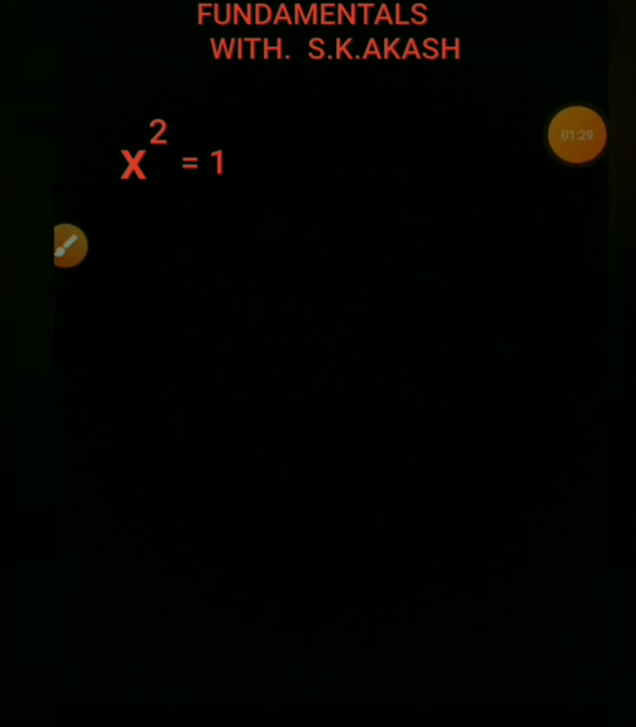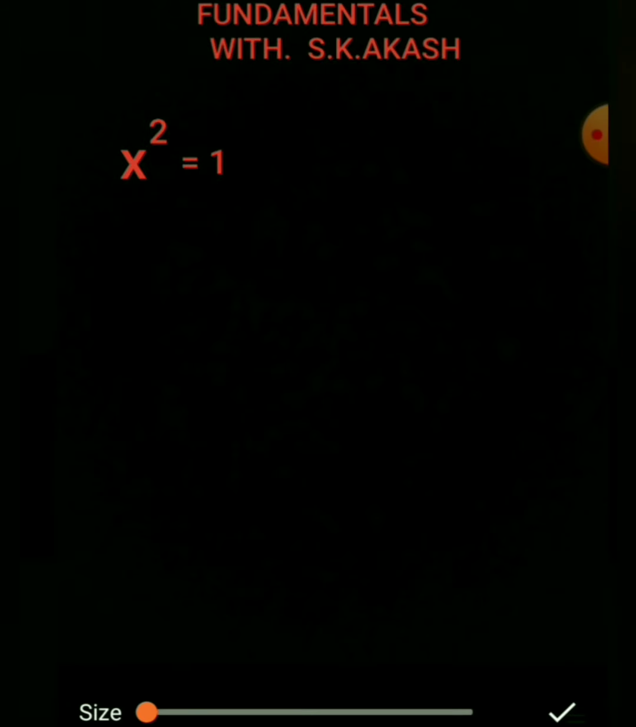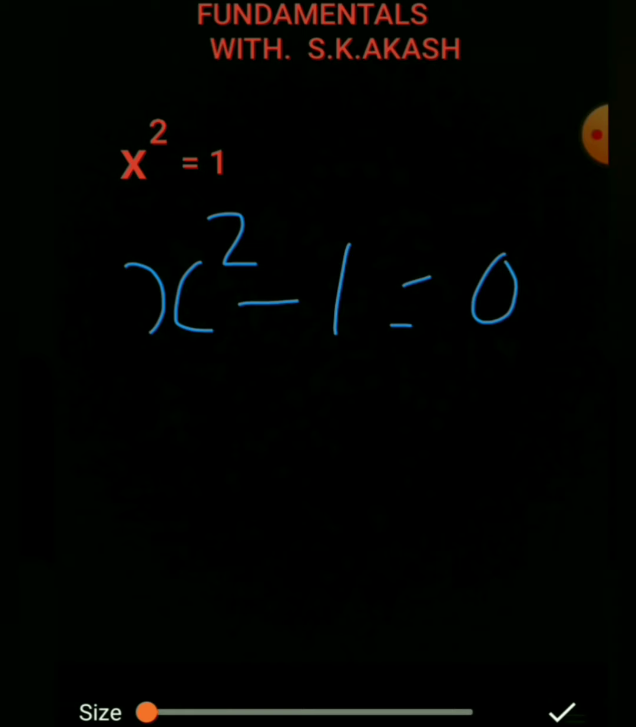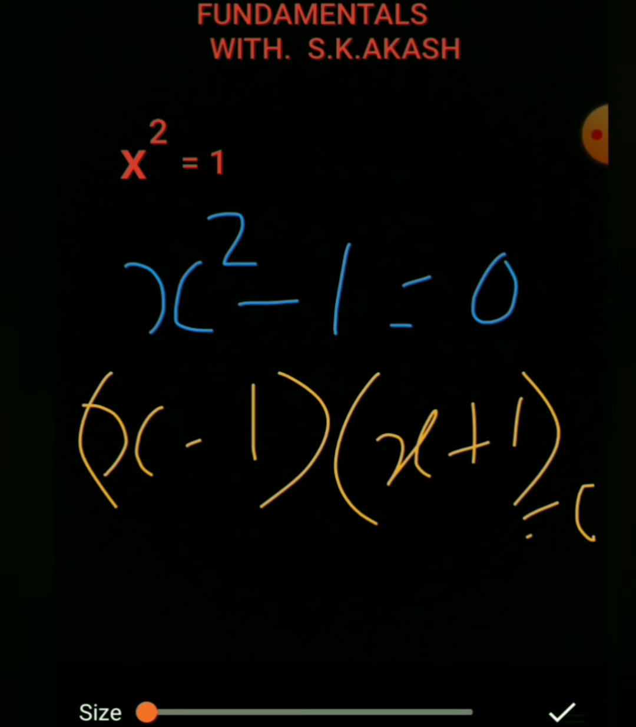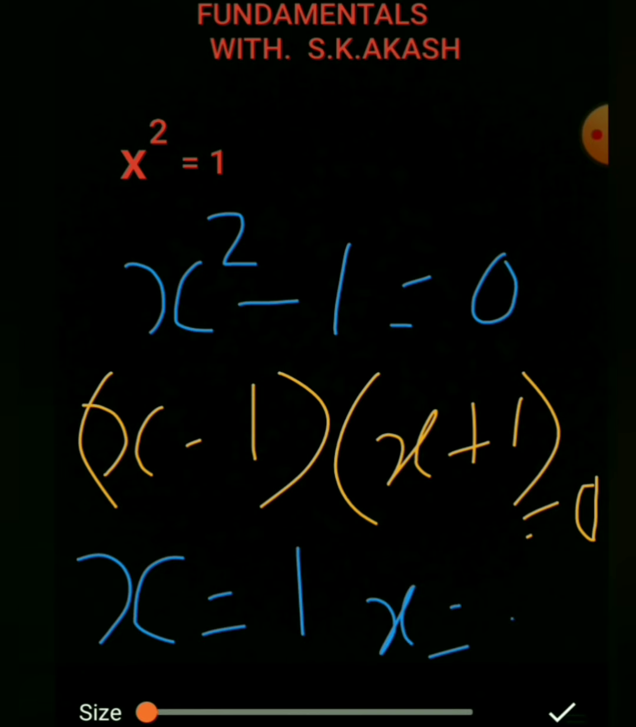Now, come to this fundamental. Here, x square equals 1. So you take the 1 to the LHS: x square minus 1 equals 0. Now you factorize the equation, and you get two situations: x minus 1 and x plus 1 equals 0. So you get two roots from the equation, x equals 1 and x equals minus 1.